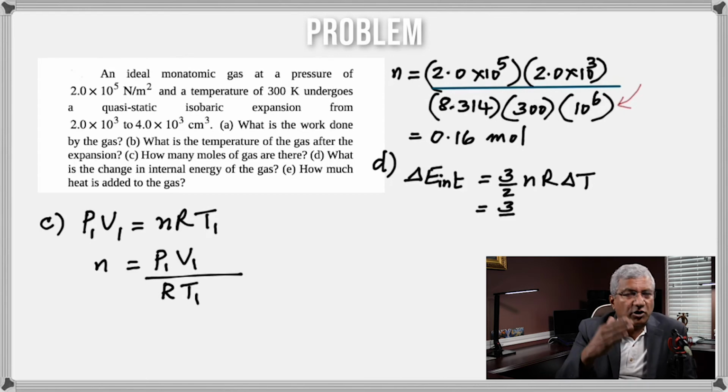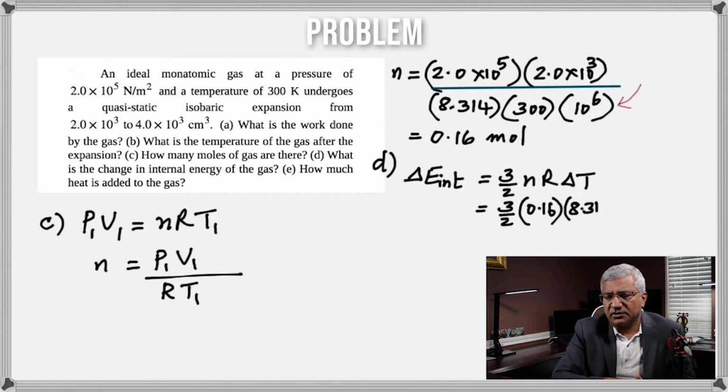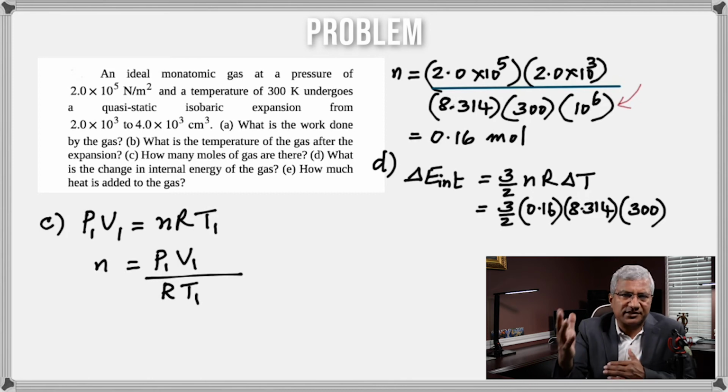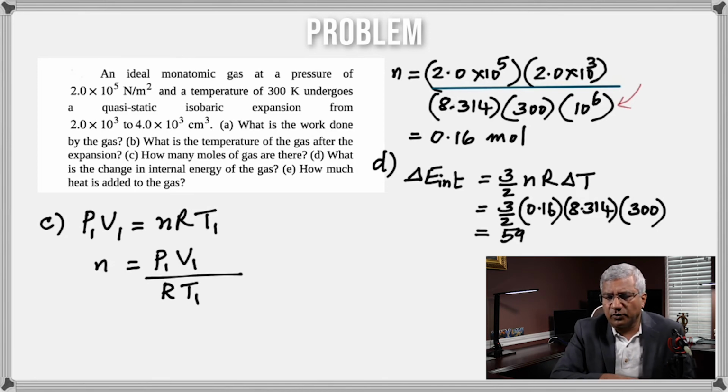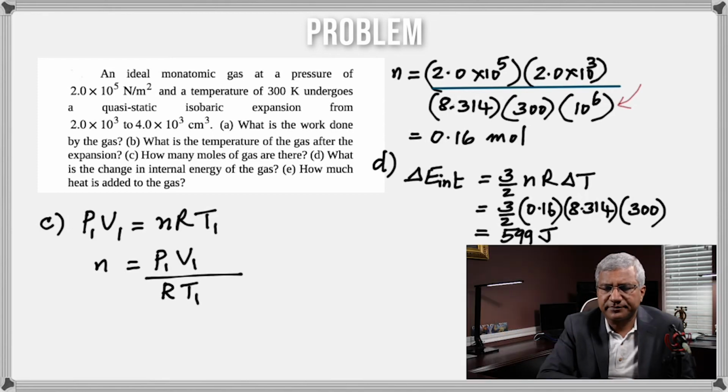Remember, if it is diatomic, it's 5/2 nRΔT. If it's monoatomic, it's 3/2. We know all the quantities. We just found the number of moles, and we have R and the change in temperature. The change in temperature is 300. How come? Because it went from 300 to 600, didn't it? So the difference is 300. And when we calculate that, we get 599 joules, almost 600 joules.